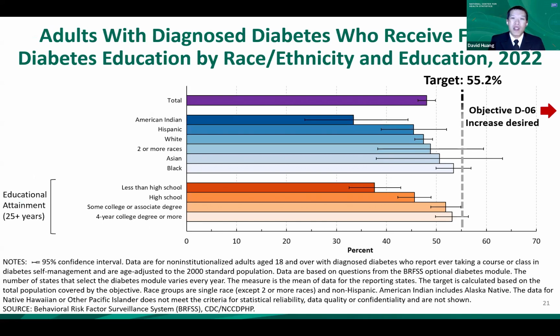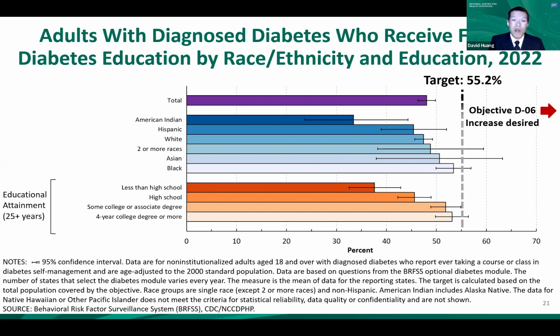This slide shows diabetes education by race and ethnicity and educational attainment in 2022. Throughout this presentation, when discussing race and ethnicity, we'll look at Hispanic ethnicity along with race groups, which exclude persons of Hispanic origin. Among racial ethnic groups, Black adults had the highest rate, 53.4%, and the American Indian or Alaska Native adults had the lowest rate, 33.4%.